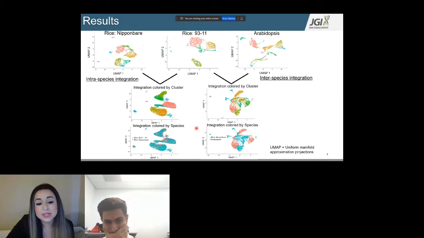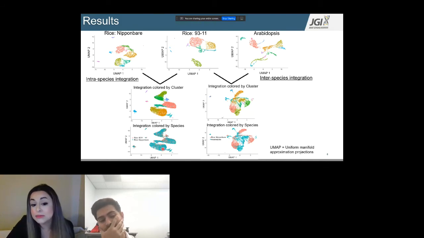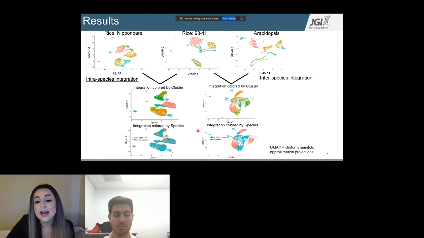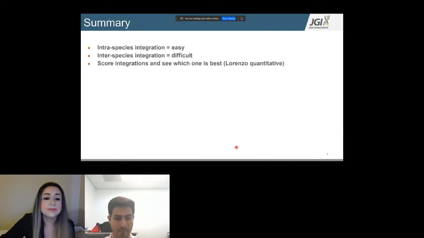Here we have our integrated data sets colored by species. And we can see that the intra-species integration has a lot of overlap. This means that it's really well mixed, and that's fantastic. However, our interspecies integration didn't have almost any overlap, and that means that it is not well mixed.